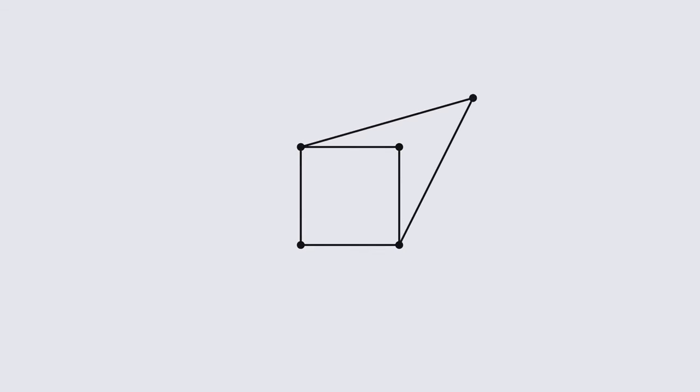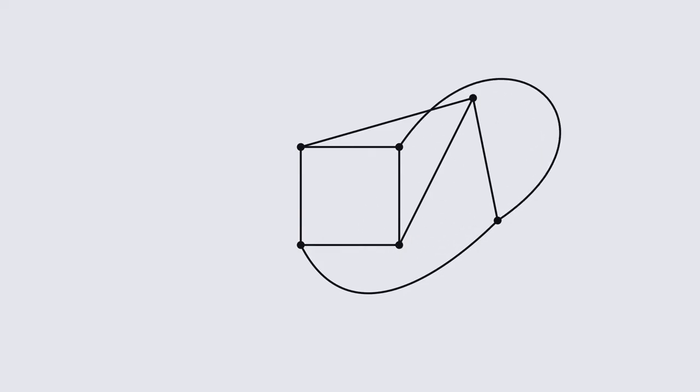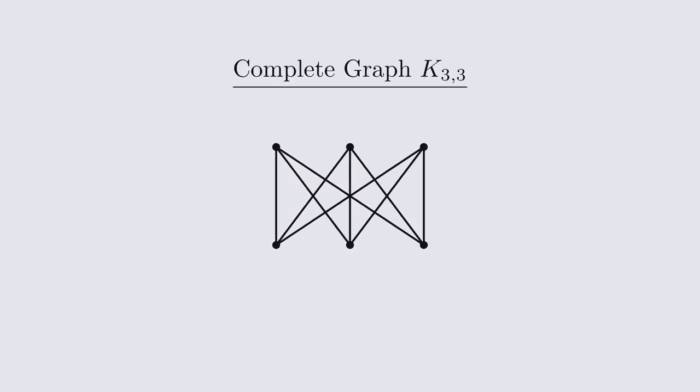When constructing K5, we relied a lot on triangles. What if we tried to make a non-planar graph with no triangles? It seems like this graph is non-planar. Again, the last edge seems forced to cross an existing one. This graph is called K33.